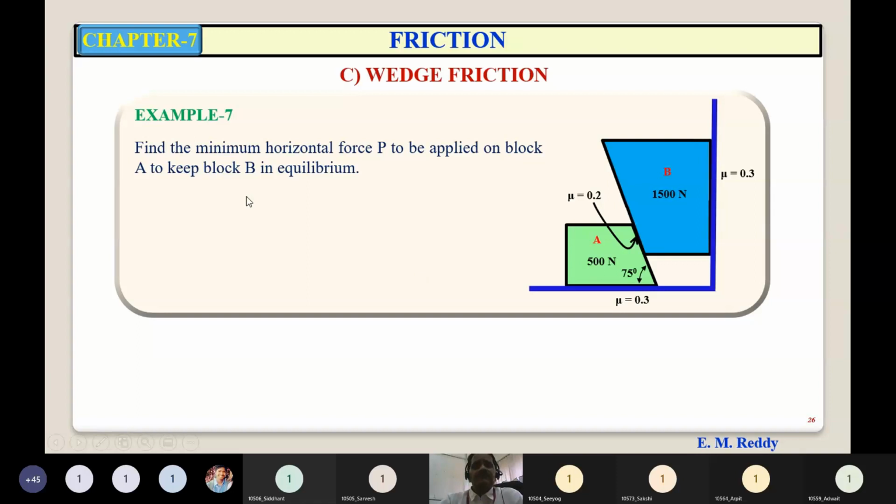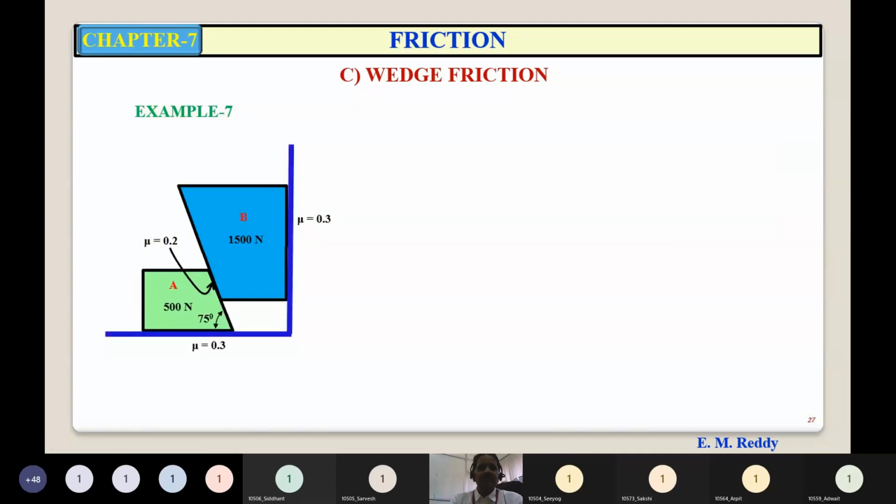So please note down this example. Find the minimum horizontal force P to be applied on block A to keep block B in equilibrium. Weight of B is 1500 Newton. Weight of A is 500 Newton. The coefficient of static friction near the vertical surface and horizontal surface is 0.3. But the coefficient of friction between the two blocks is 0.2. This is the given figure. So you have to find out the minimum horizontal force to be applied on A to keep block B in equilibrium.